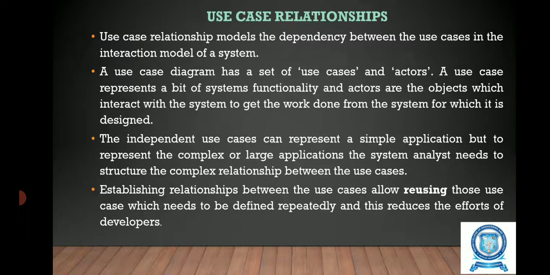Let us see the use case relationships. A use case relationship models the dependency between the use cases in the interaction model of the system. The dependency among the use cases is shown by the relationship. The use case diagram has a set of use cases and actors. A use case represents a bit of the system functionality, and actors are the objects which interact with the system to get the work done from the system for which it is designed.